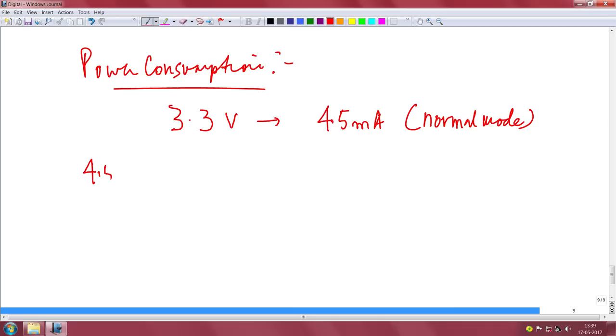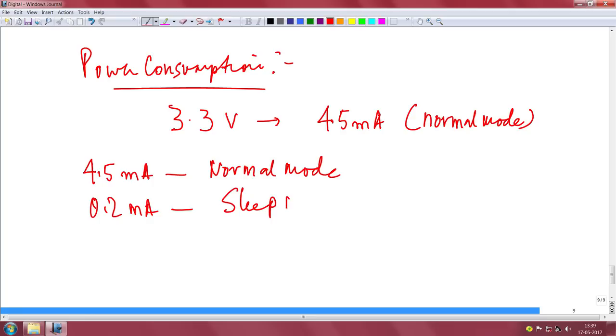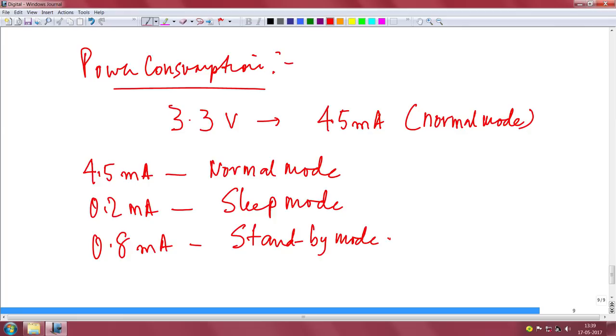4.5 milliamperes under normal mode, 0.2 milliamperes when it is under sleep mode, and 0.8 milliamperes in what is known as standby mode. We will just consider this particular normal mode. Why are these other two modes important?